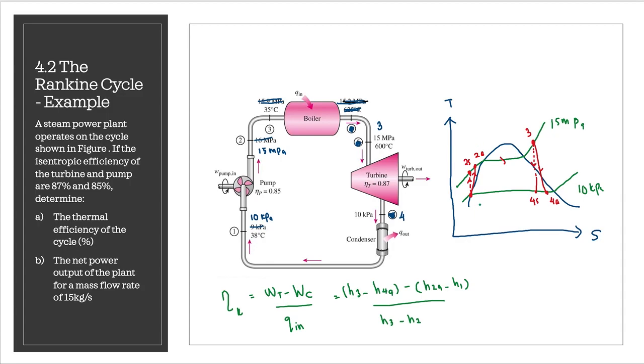Since the pump has isentropic efficiency, at the exit of the pump we must have 2S and 2A, as well as for the turbine we have 4S and 4A. Please be careful to write down S1 is equal to S2S and S3 is equal to S4S. Okay, next we have to find the properties at state 1.